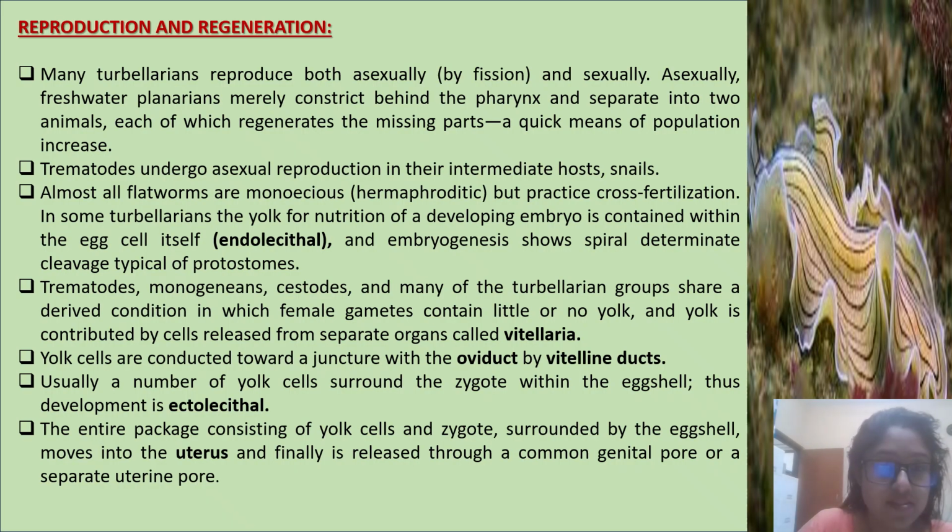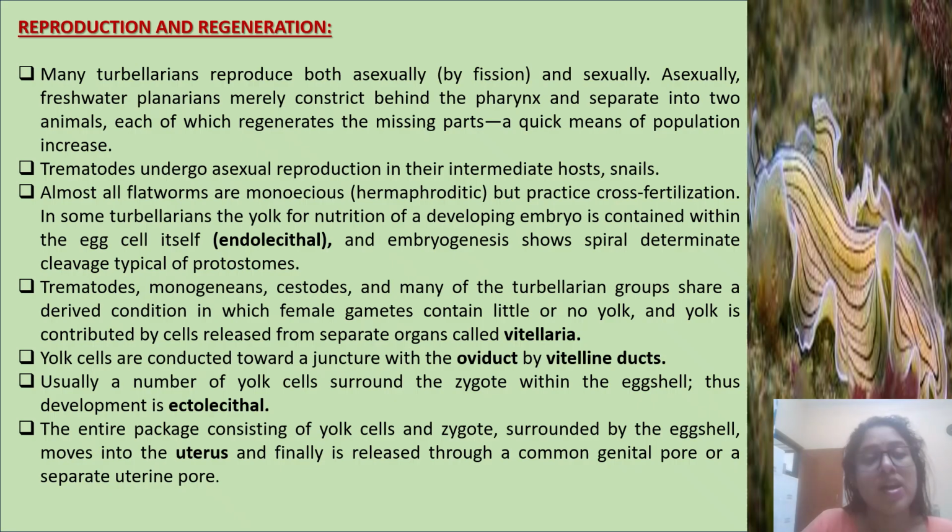In some turbellarians, the yolk for nutrition of a developing embryo is contained within the egg cell itself, that is, endolecithal, and embryogenesis shows spiral determinate cleavage, the type of protostomes. Next, trematodes, monogeneans, cestodes, and many of the turbellarian group share a derived condition in which female gametes contain little or no yolk, and yolk is contributed by cells released from separate organs called vitellaria.